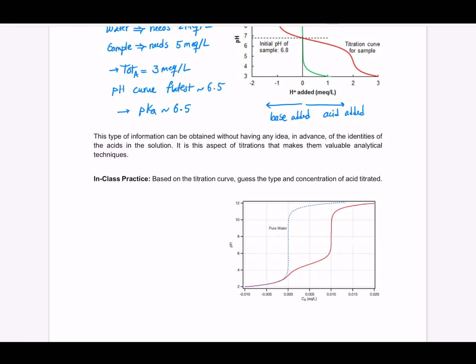To do a quick practice, just look at this graph we have for pure water. In this case, we also added base. So we added both base and acid. And then we want to see hypothetically what this could be and what's the concentration based on what we had in the previous pages in terms of the acid. Like it's one of those acids probably. So what's the concentration here? The total concentration, if we have that one acid.